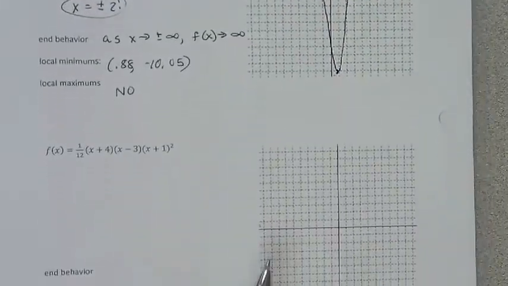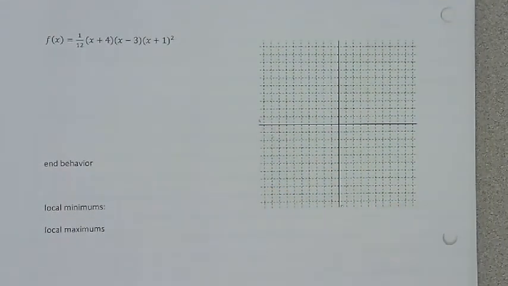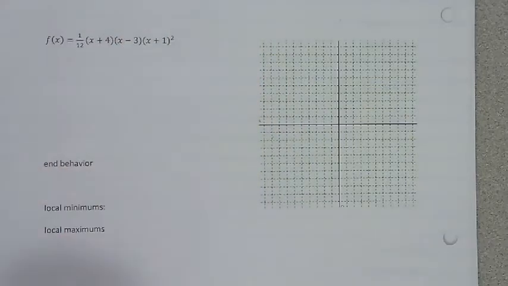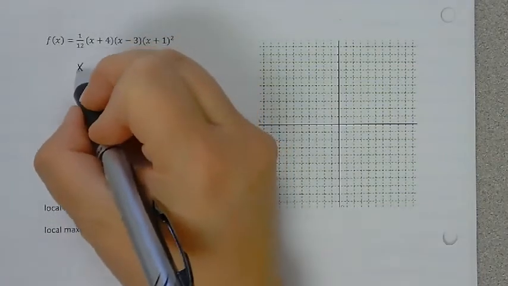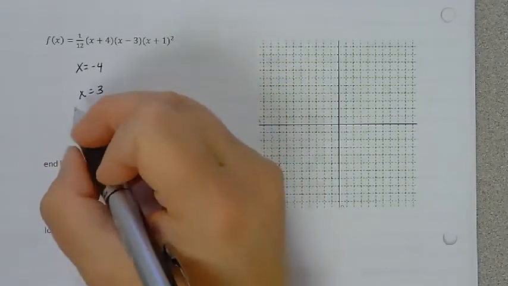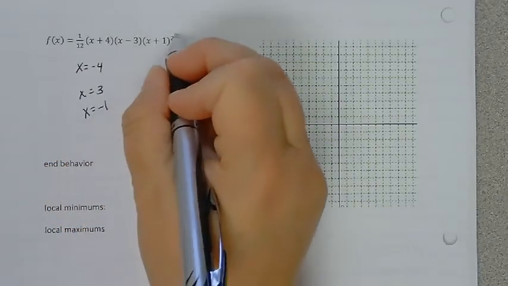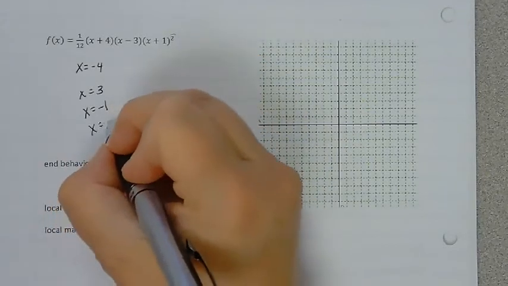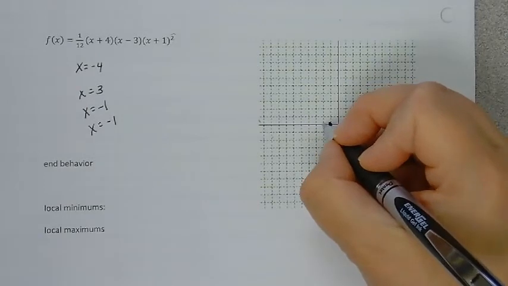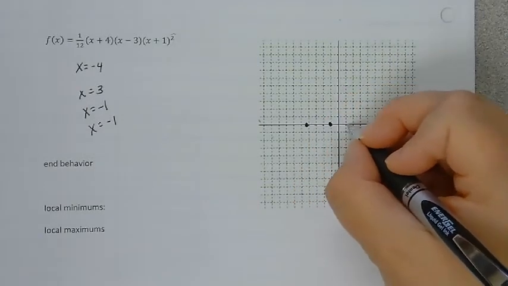Let's go ahead and do this last one on the same video. I think you'll find it's pretty easy. It basically already has this factored for me, so I don't have to do the synthetic division. So I have an intercept at -4, an intercept at 3, and I have an intercept at -1 with multiplicity 2. It happens twice. So let's put those in here: -1, -4, and positive 3.